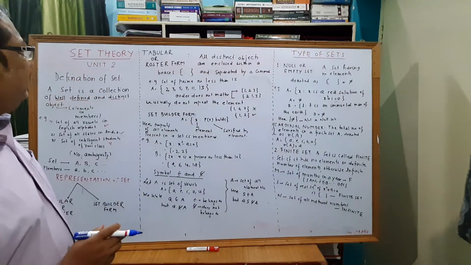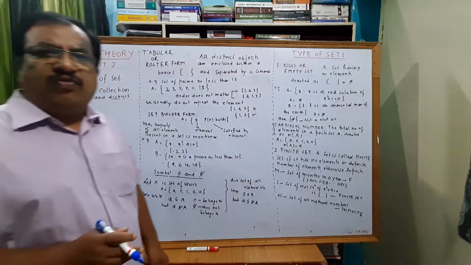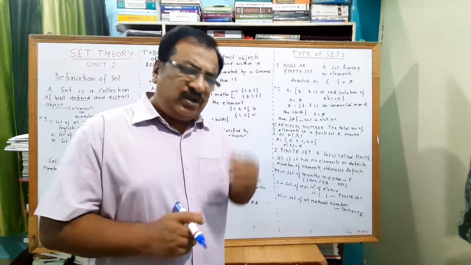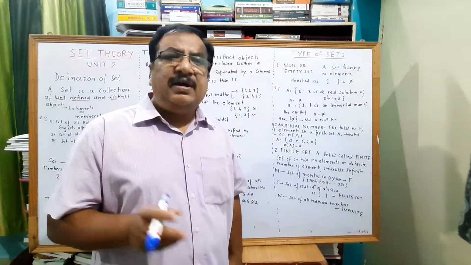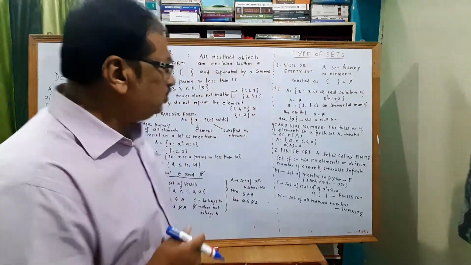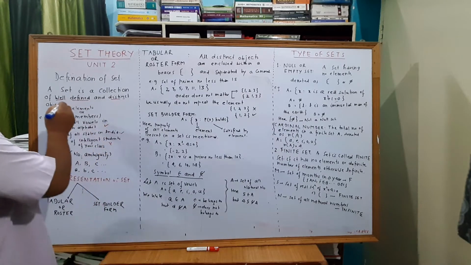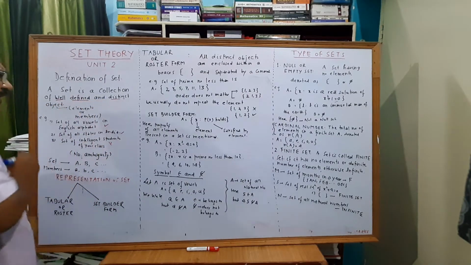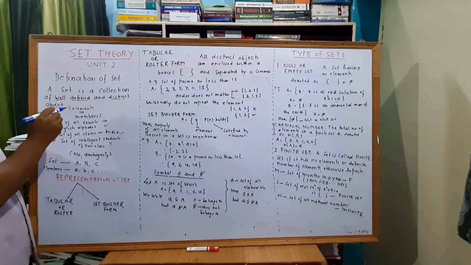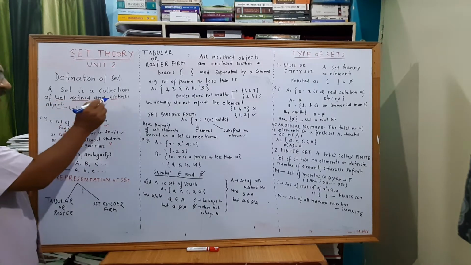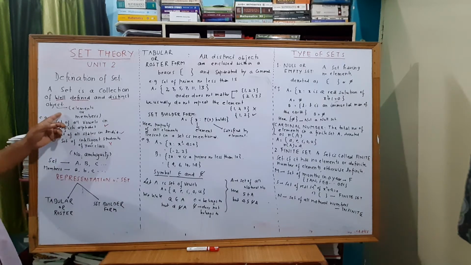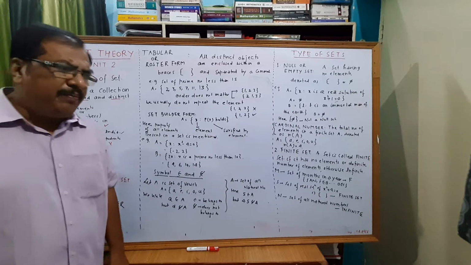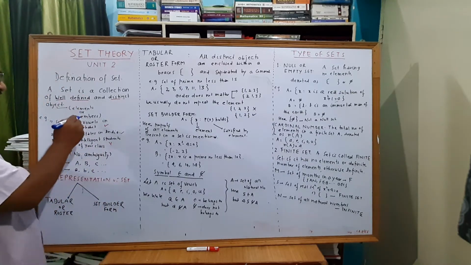So, what is a set? Whenever we use the word set, it is some sort of collection. So, what type of collection is it? Is every collection a set? A set is a collection of well-defined and distinct objects. Two keywords are here: well-defined and distinct elements. Objects means elements or members.